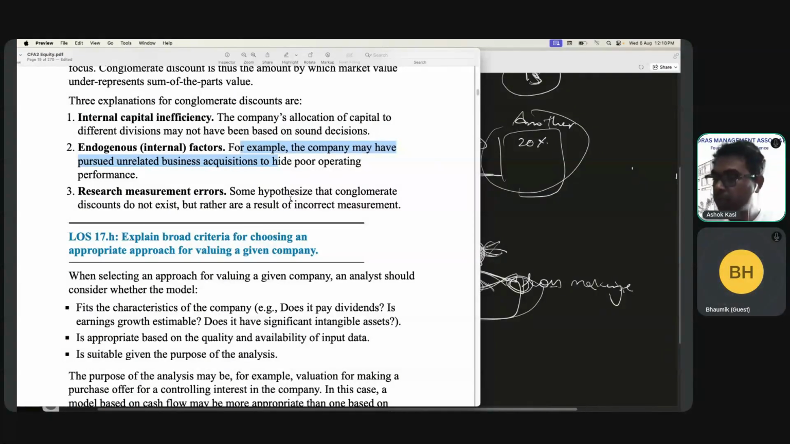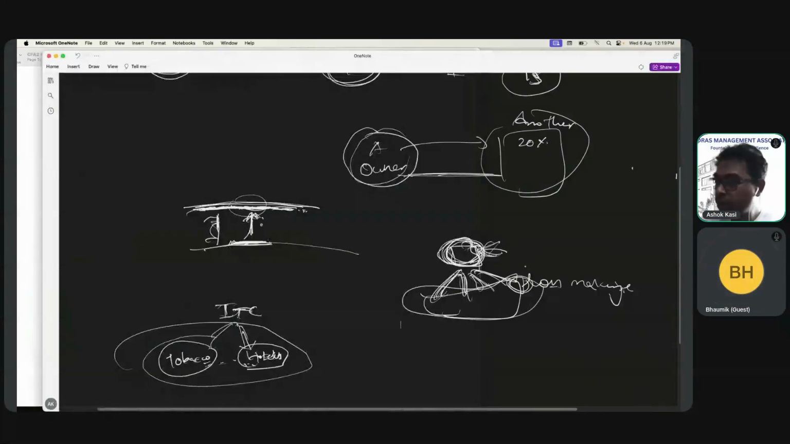Some hypothesize, which means a general statement, that the conglomerate discount does not exist, but rather is a result of incorrect measurement. That is also a hypothesis. It is quite possible that I have made some mistakes in this valuation, so automatically my parent company's valuation should come down.